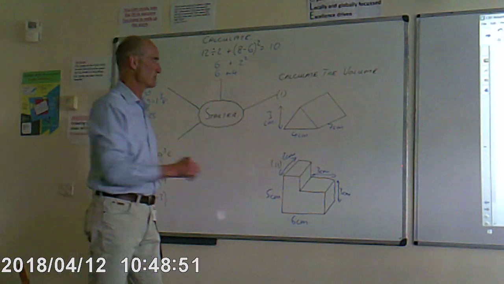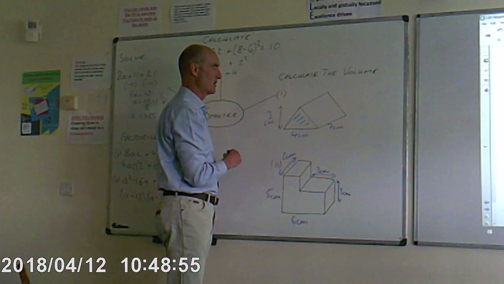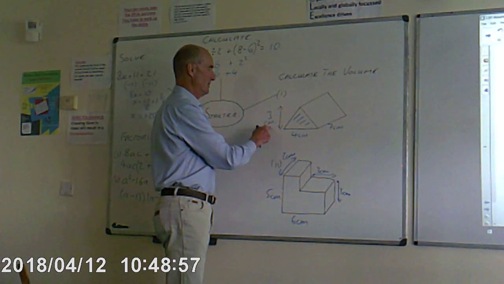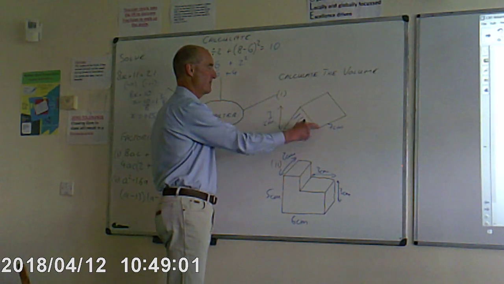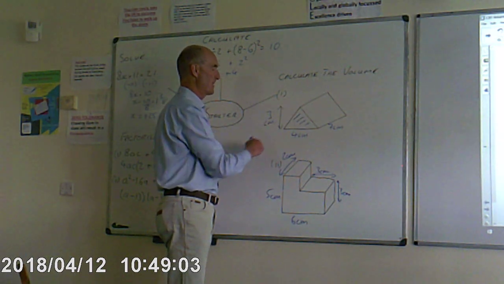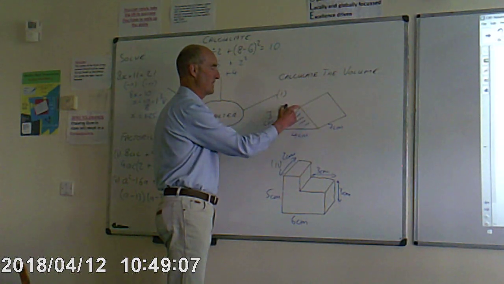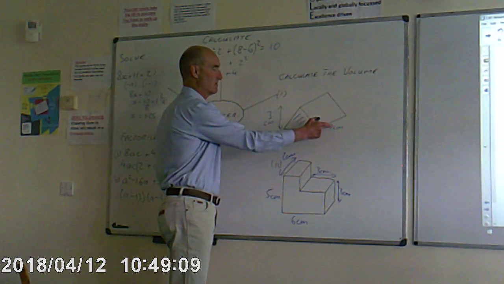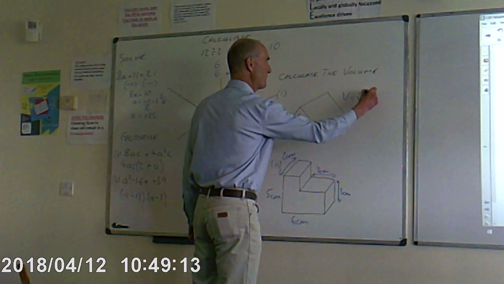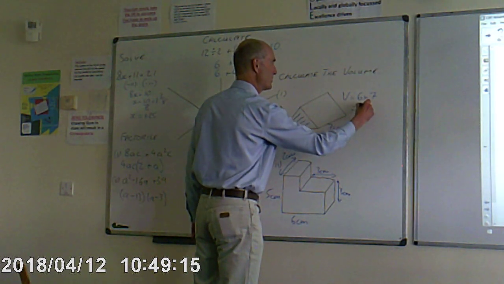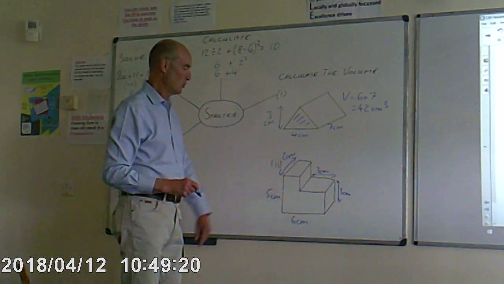Calculating the volumes. What is the area? Cross-sectional area of the prism. Half times base times height gives us the area of that triangle. So half times base times height gives us 6 centimetres squared for that area. 6 times 7 gives us the volume. 6 times 7 equals 42 centimetres cubed. A little bit more to this one.